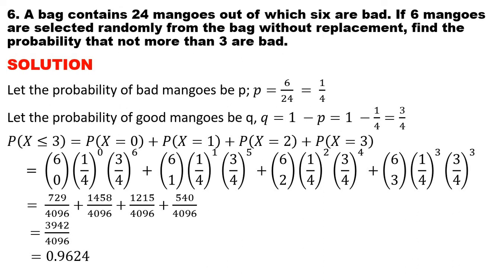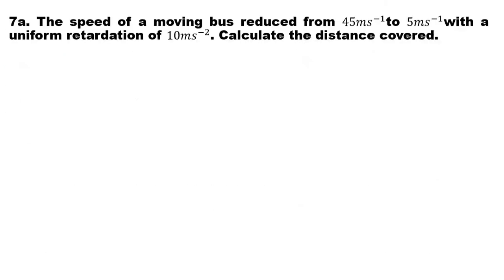So move to the next question, question number 7. Here we are looking at the speed of a moving bus reduced from 45 meters per second to 5 meters per second with a uniform retardation of 10 meters per square second. We are to calculate the distance covered. So I'm using this.